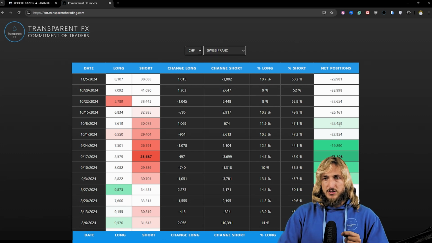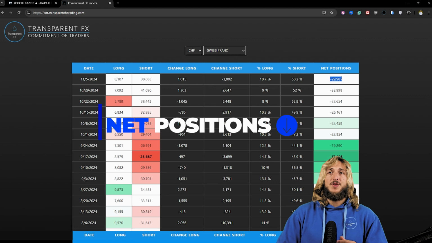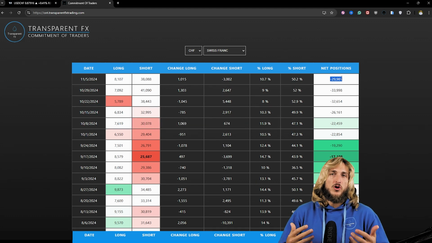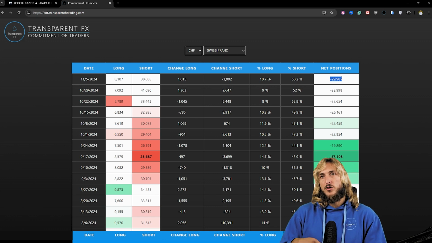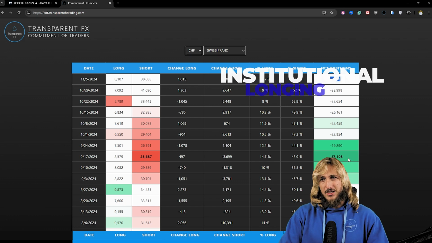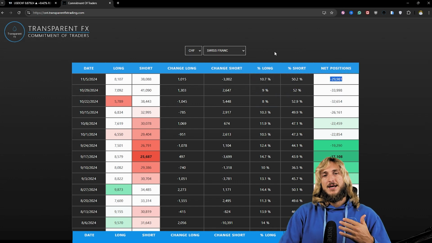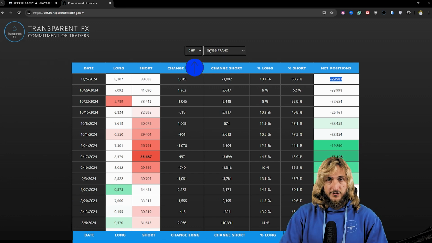So if we read here that institutions have decreased their net positions from minus 17.1k all the way down to minus 29.9k, it means that institutions, the non-commercials, have been moving to the bearish side for the CHF. And if they are shorting the CHF, they must be longing USDCHF. So if net positions are getting decreased, that means institutions are actually longing USDCHF by shorting the CHF, or better said, CHF USD.